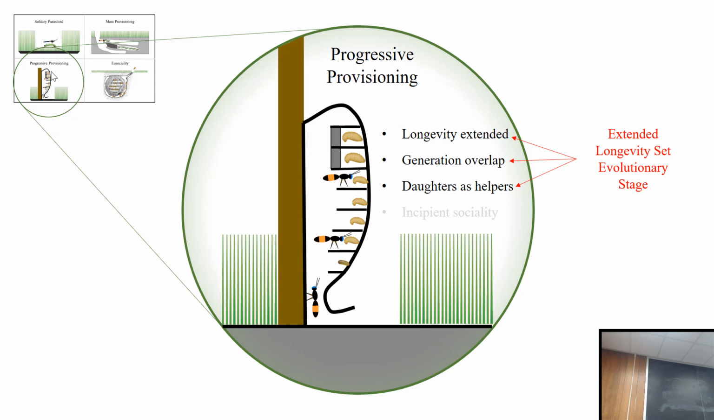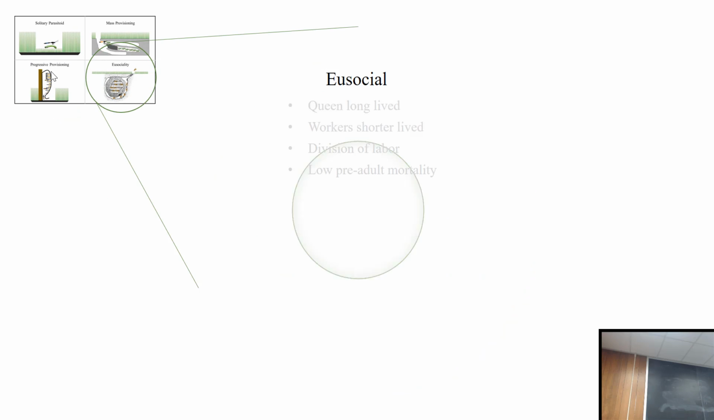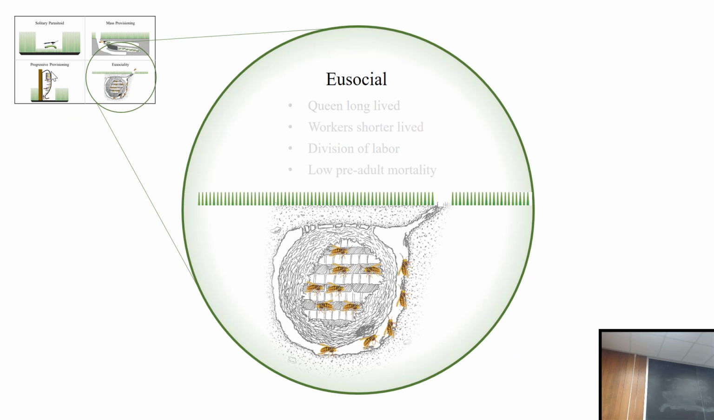And that is where the mothers were still alive when the daughters begin to emerge. So now you have the conditions for incipient sociality to emerge, okay? And so that's the incipient sociality, right? So the key development here is that the longevity of the mother is extended to overlap with the daughters, thus creating this incipient sociality. And now the daughters can go forage, take care of the nest and so forth, and the mother can be fed by the daughters, but also be producing eggs. So now it's the first level of sociality, okay?